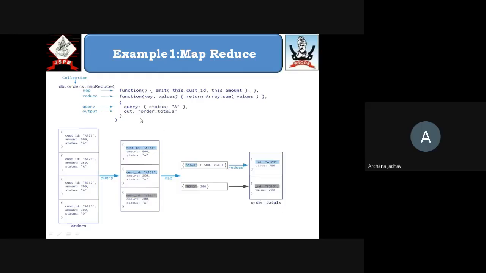This is because we have mentioned the output format in which the result will be generated. So the documents have the collection name order total, and this is how this MapReduce function will be implemented on this orders collection which contains the four documents.